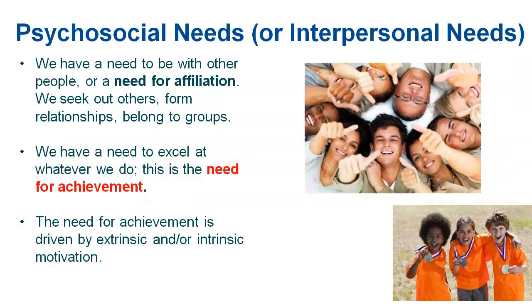Then we have psychosocial needs. So again, as you see, interpersonal, which we talked about from the last chapter. And the thing to remember about this is if you have this overwhelming motivation and need to excel at everything that you do, this is what we call the need for achievement. So the need for achievement is when we have this need to excel at everything that we're doing.